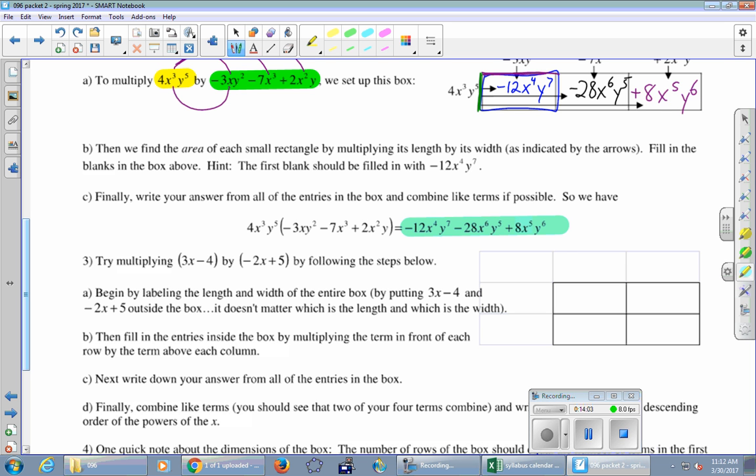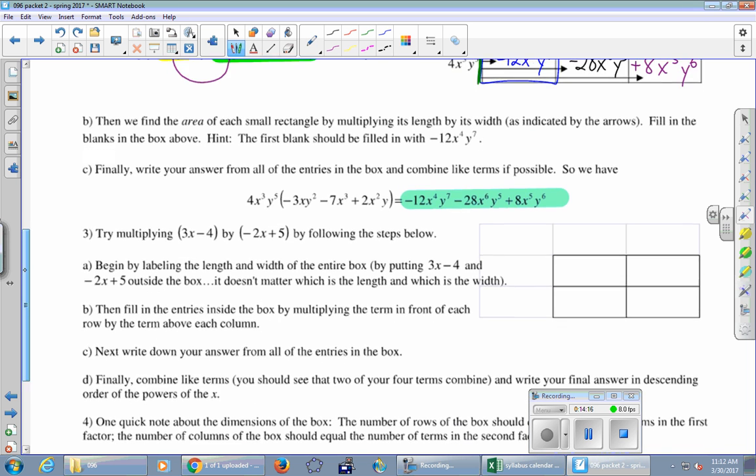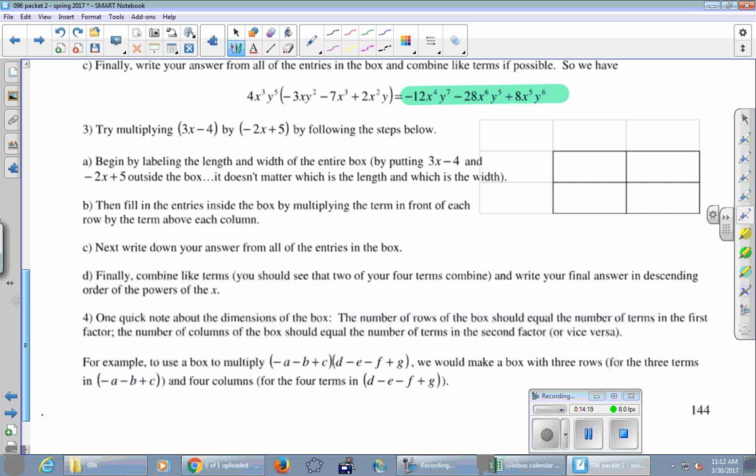Okay? Like I said, this at the moment is more work than your normal easy distributing that you could have done before the box. Okay, let's use the box for a bigger multiplication problem. We're going to multiply 3x minus 4 by negative 2x plus 5. This is the FOIL kind of example, but we're not going to use FOIL. So take that 3x minus 4 and put it right out there. 3x in one row, the next term in another row, minus 4.